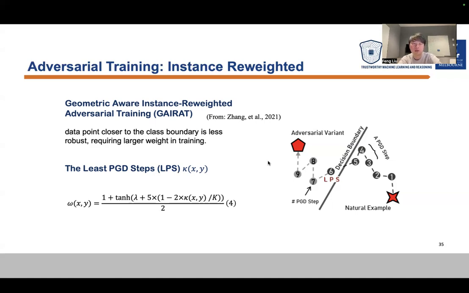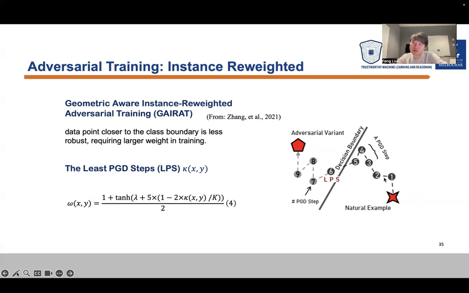Okay. So how could we measure if a data point is closer to the class boundary or not? And they propose the least PGD steps, called LPS. Okay. So what is that? We can look at this figure on the right side. We often have natural examples, okay? And we will attack these natural examples by PGD. It's an attacking method. This method always takes some steps such that the loss function on this natural example is large enough.